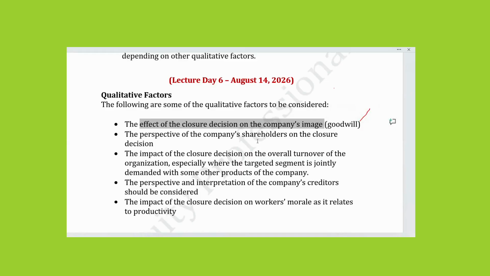For example, what will be the impact on the company's image or reputation? That is one factor you need to consider. Before you make the final decision, all these qualitative factors should be considered.